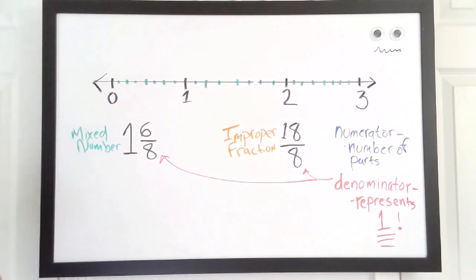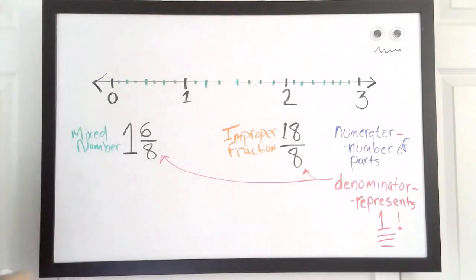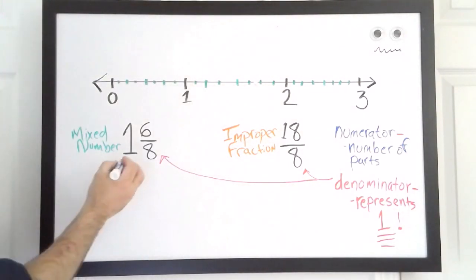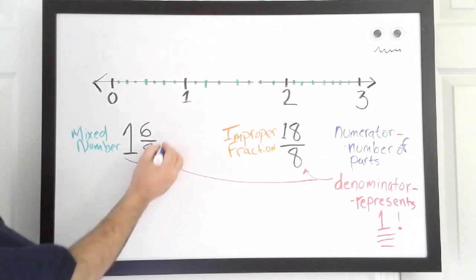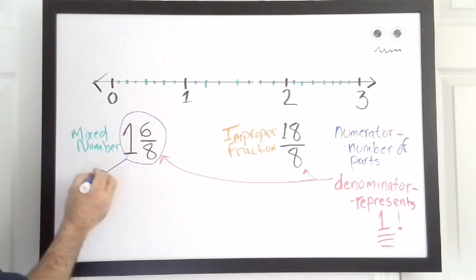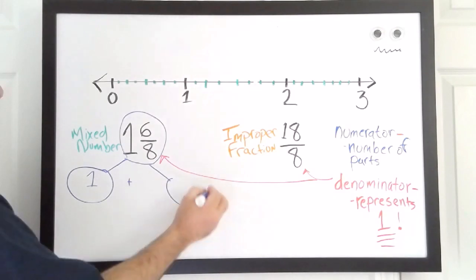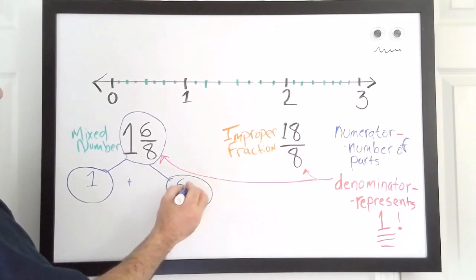Let's take a different color here. I'm going to use blue. Alright, so this is going to be kind of like a number bond. I'm going to take this and break it apart. We have 1 whole number plus 6/8. Real simple.